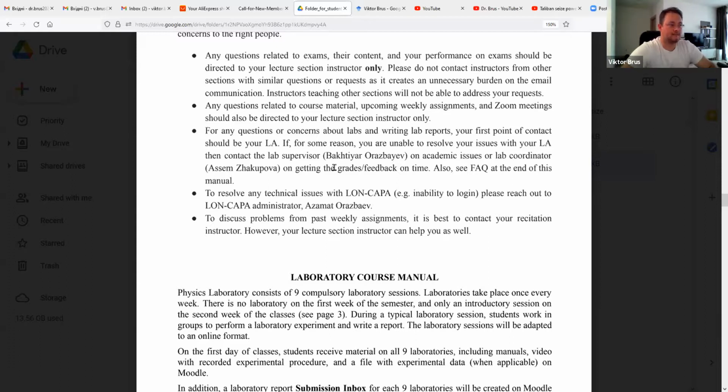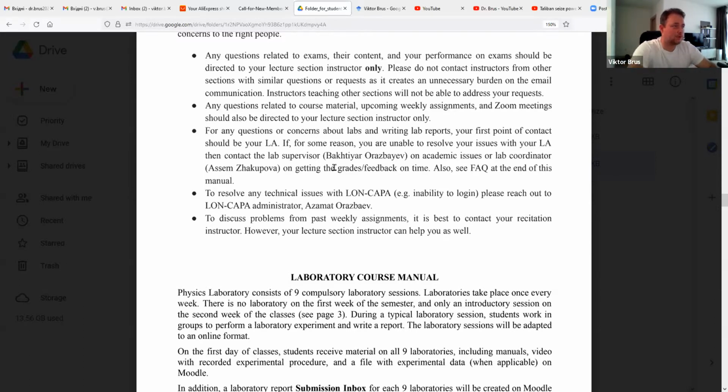In case you have some misunderstanding with LAs, which happens very rarely, but sometimes you believe that your lab report deserves a higher grade than the one provided by the LA. So your actions: first, you contact your LA and try to explain your point of view via email. As a next step, you can schedule a Zoom meeting with your LA and try to convince him or her that your lab report should be graded higher.